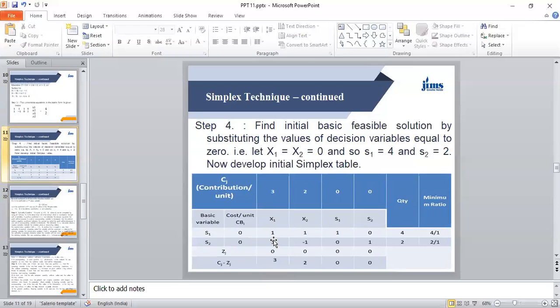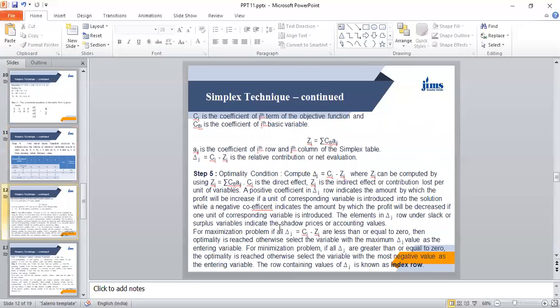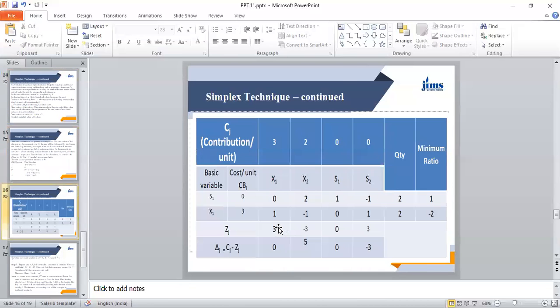What does it mean? It means that in the next iteration, S2, the variable corresponding to the key row, will disappear. It will no longer exist, and it will be replaced. What will come here? The variable corresponding to the key column. So X1 will come and replace S2. This is the interpretation, and this is why we are doing the key column and key ratio calculation. Okay? So let us come to this.